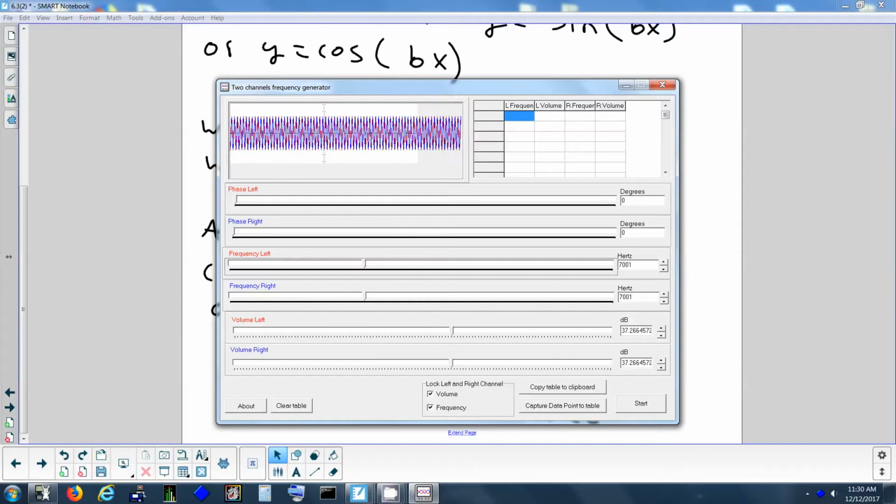So we're going to play 7,000 hertz. You might notice it sounded a little softer. As you start to get higher pitch, it gets harder to hear. So it might sound like I'm lowering the volume, but I'm not.